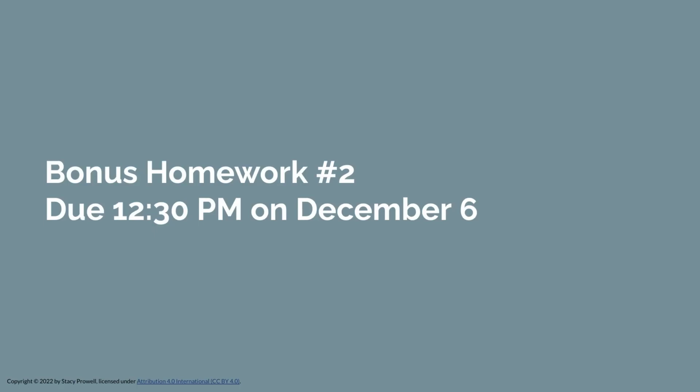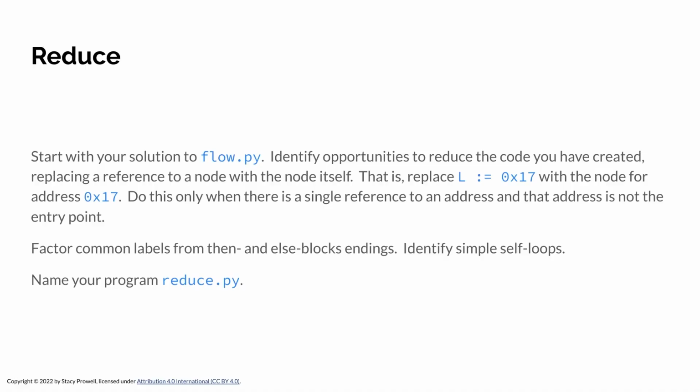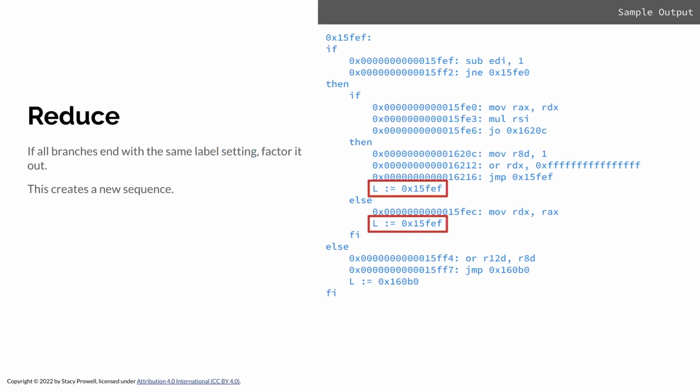Bonus homework number 2. That's going to take the stuff you just did, and now it's going to try to do reductions. Whenever you have a label that's referenced only once and exactly once, you're going to replace that. And that's going to result in stuff that looks like what you see over on the right-hand side.